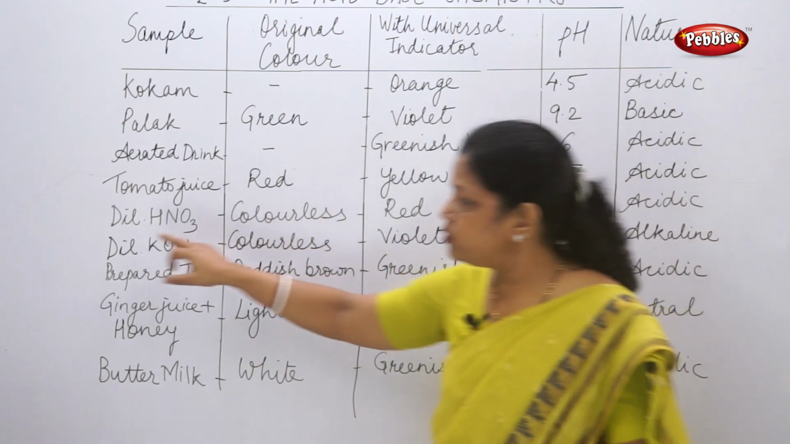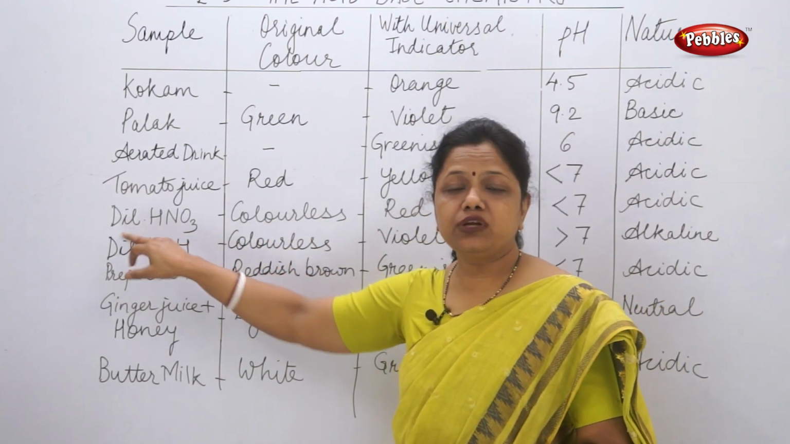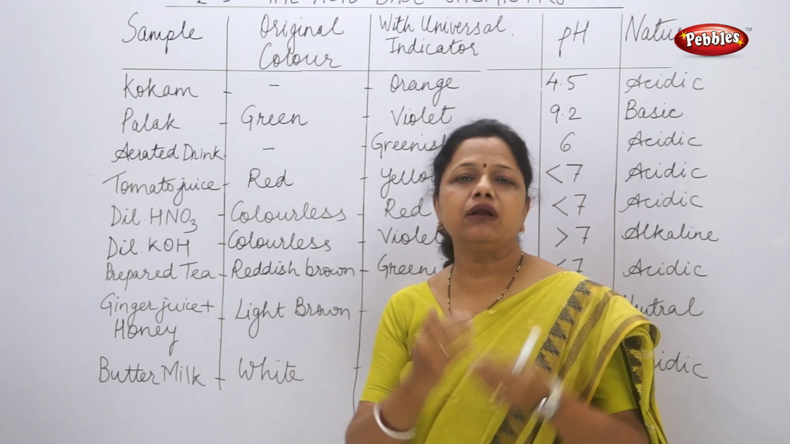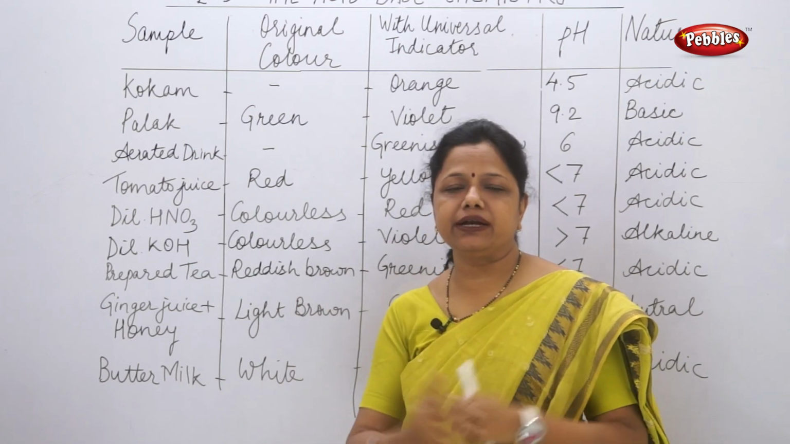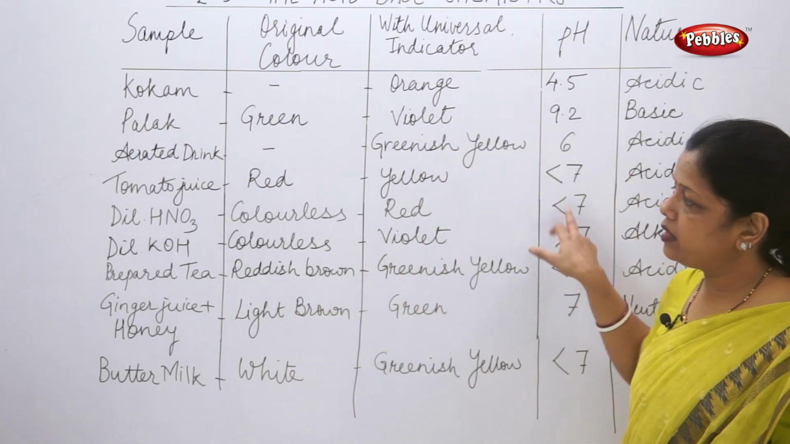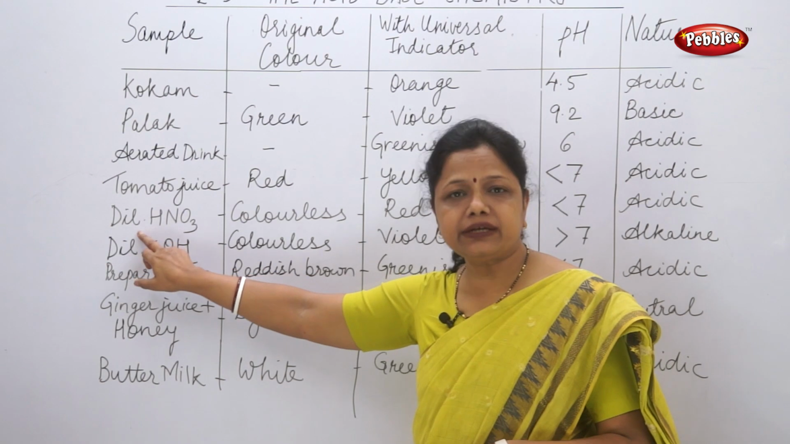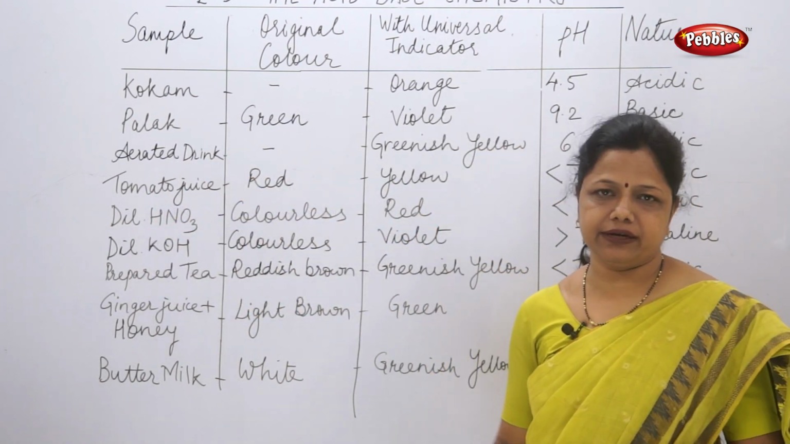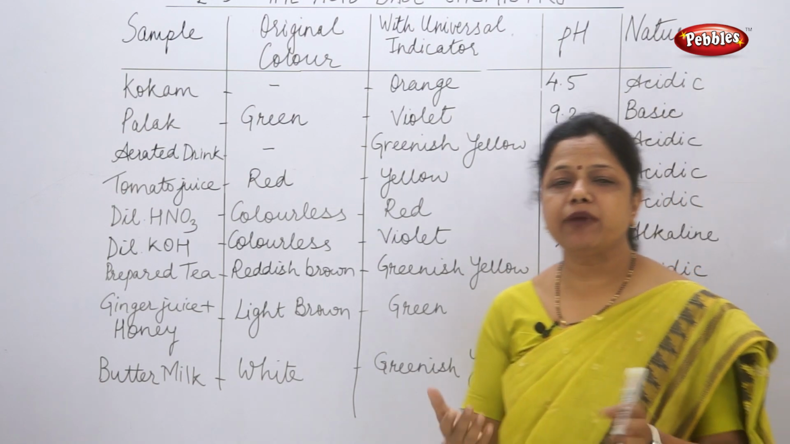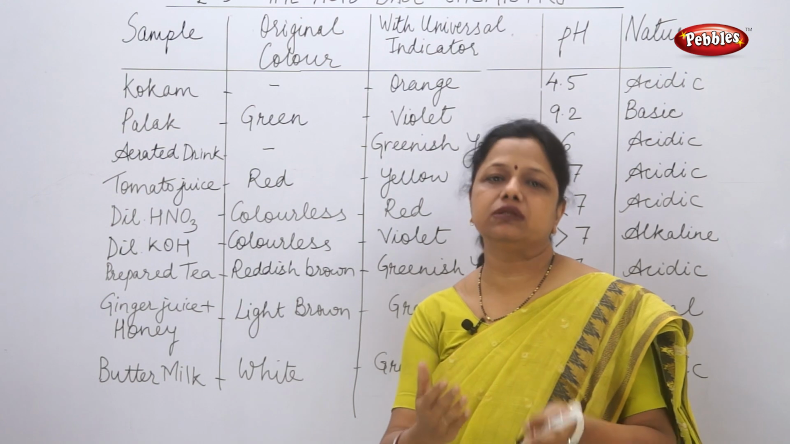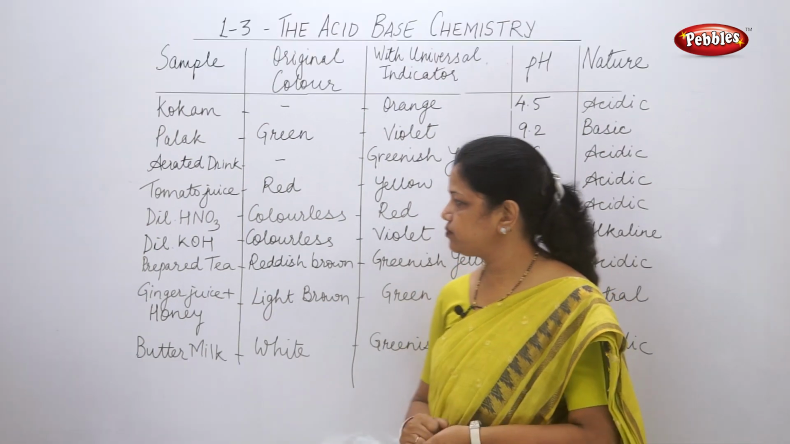Now, I have used dilute nitric acid, so it will not be very dark red. It might be reddish or less than the blood red color. That's why it is only written less than 7. If I had used concentrated, here the color would be very, very dark red, and then we can say it might be 1 or 2 pH. So it depends on the concentration of acid.